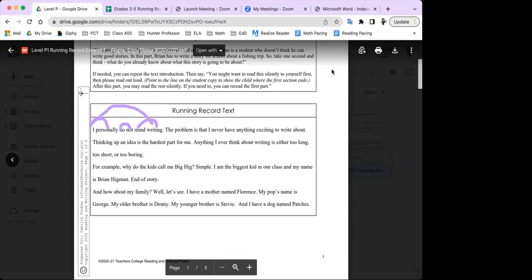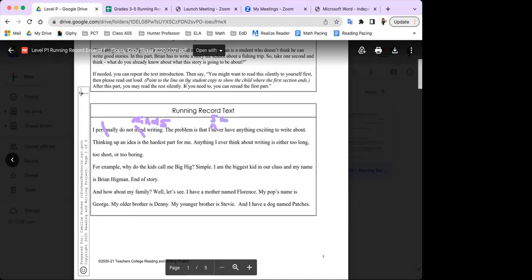Okay. And then as the child reads, you mark if they say it wrong. So if the child skipped a word, I would put an X. If a child said a word incorrectly, I would mark that down because that's an error. If the child inserted a word that wasn't there, I would make that mark.